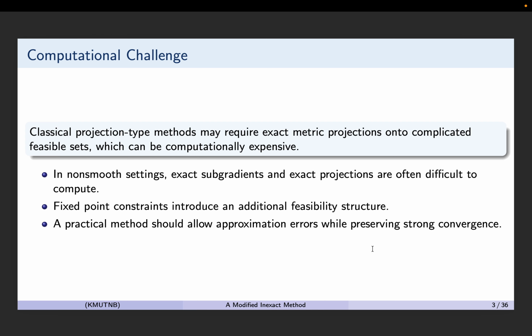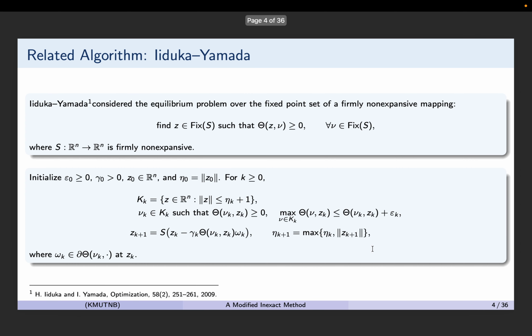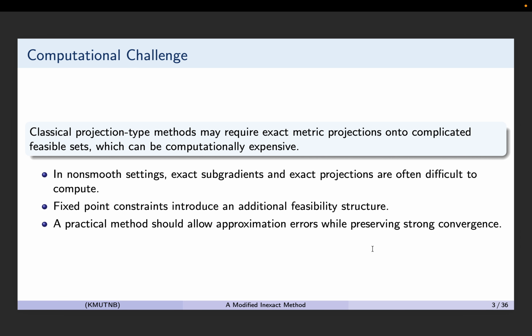So a practical method should allow approximation error while preserving strong convergence, as we know. This is one of the motivations for our proposed method. We want to propose a method that uses inexact metric projections instead of exact ones, and likewise inexact subgradient calculations instead of exact ones. And also we introduce a momentum term, or a kind of perturbation, in order to have faster convergence.